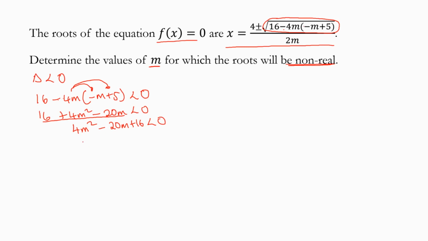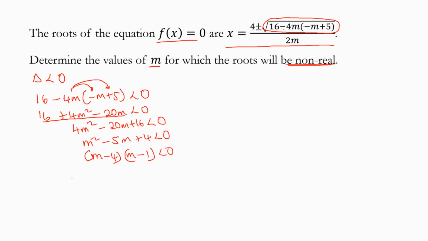So we divide everything by 4, and it becomes m squared minus 5m plus 4 less than 0. Then we look for the factors of 4 that will give us negative 5. Positive 4 means that both factors have the same sign. The negative 5 here confirms that it's the same sign, but both of them must be negative. So it should be negative 4, negative 1. We have (m minus 4)(m minus 1). So we're getting the critical values.